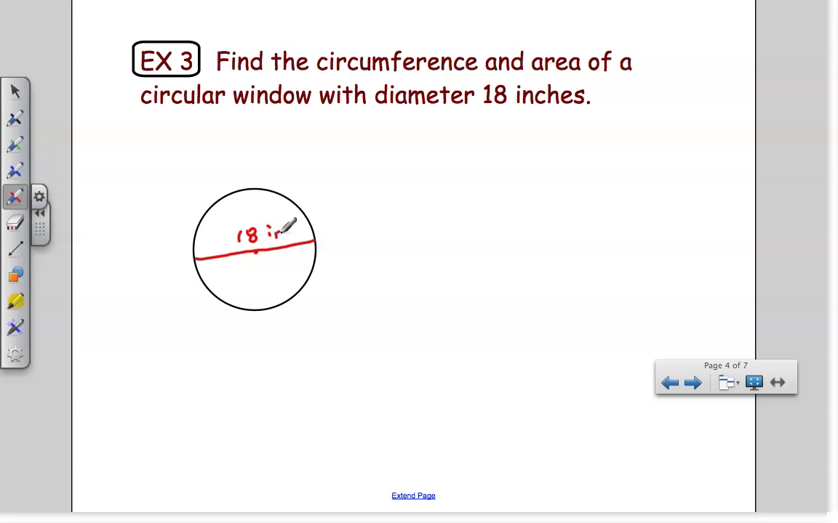Diameter is 18 inches. Now I know I'm going to need radius at some point. If the diameter is 18 inches, remember radius goes from only the center to the outside of that circle, so half of 18 or 9 inches, and then I can do my circumference and area. Remember, circumference is the distance around that circle, and I can either do 2 times pi times the radius. Remember, radius was 9.